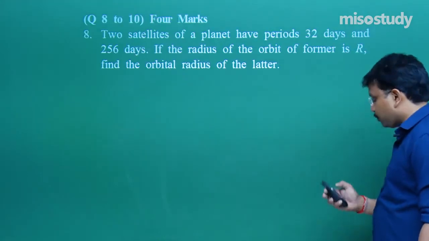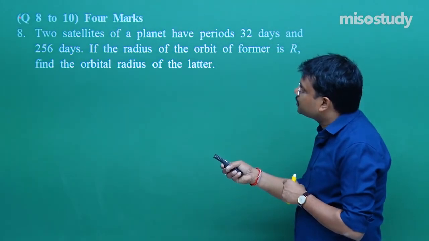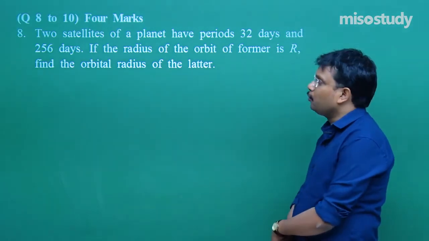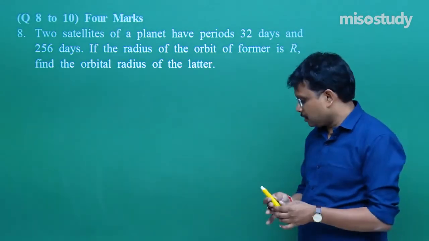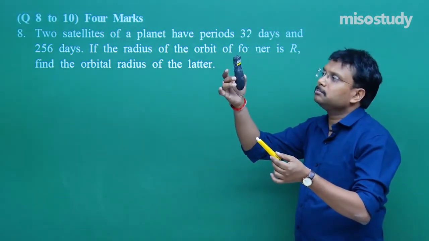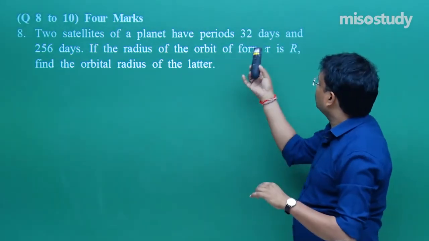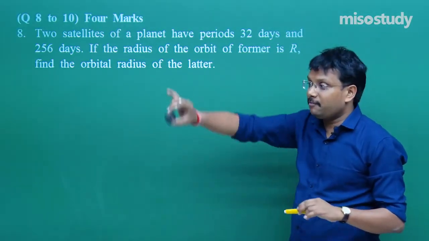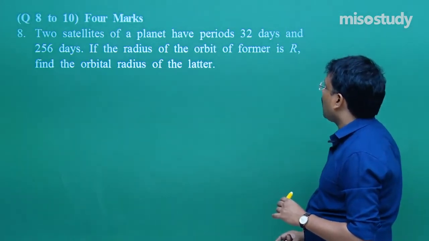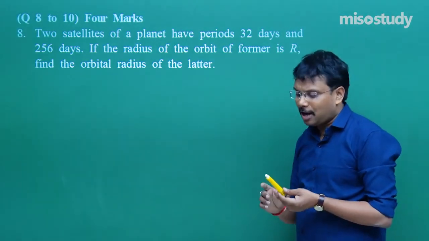Then comes question number 8. Now, questions 8 to 10 are each worth 4 marks, please take a look. Two satellites of a planet have periods 32 days and 256 days. Let us say for Earth, the yellow planet, there is a satellite in black color. This is the big satellite, this is the small satellite. The small one revolves around the Earth in 32 days. The big one revolves around the Earth in 256 days. If the radius of the orbit of the former, that is the small one, is r, find the orbital radius of the latter. So, which formula should I apply?